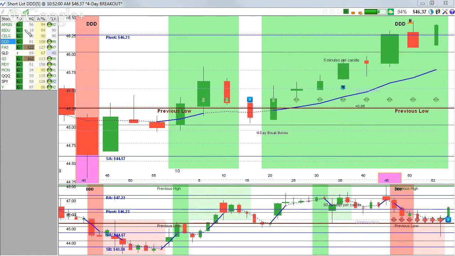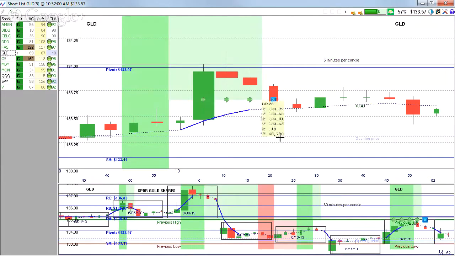You'll notice that most of these stocks on the short list, in fact, all of them are green except for one, which is gold. If we go look at gold, let's see how gold's turning out. It's not doing so well. But it was suggested that if you go ride that thing, that probably red would be the better side to go.